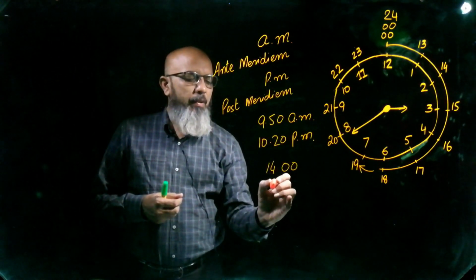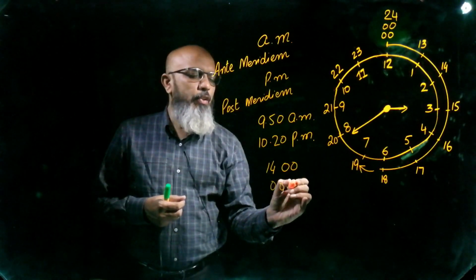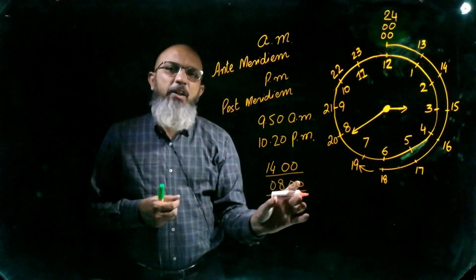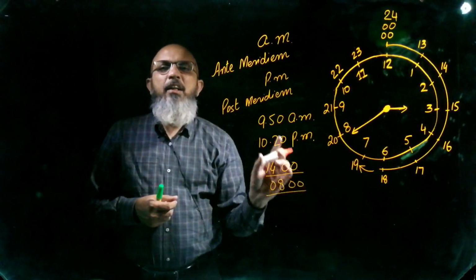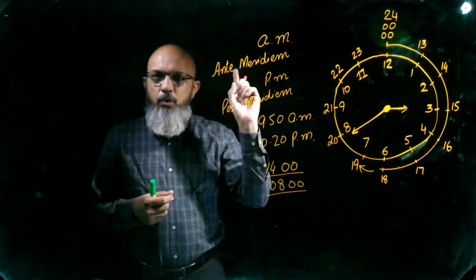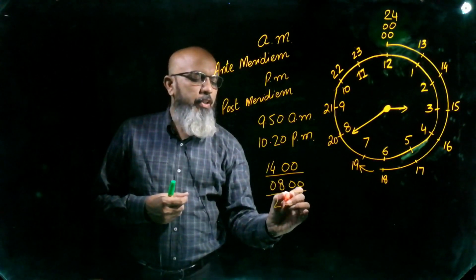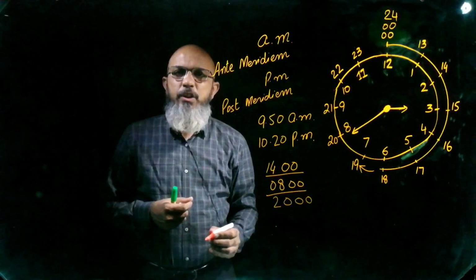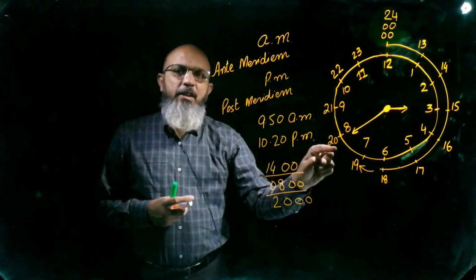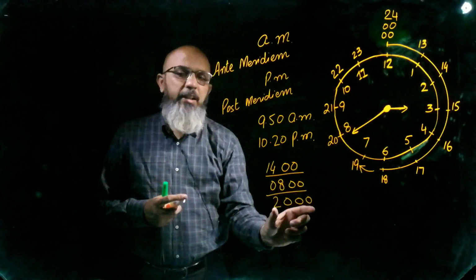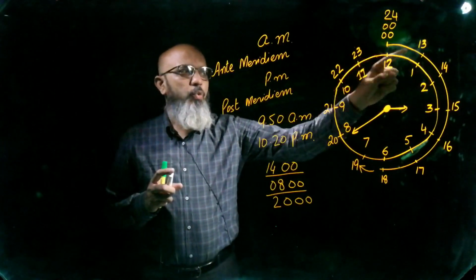If I simply write 0800, I am telling you it is the 24-hour clock, which means 8 in the morning, your going to school time. If I write 2000, that means 8 at night. So now it is clear what is the 24-hour clock.